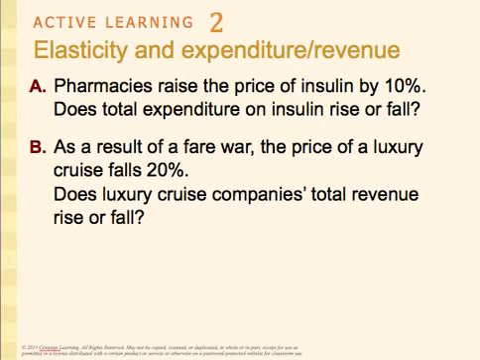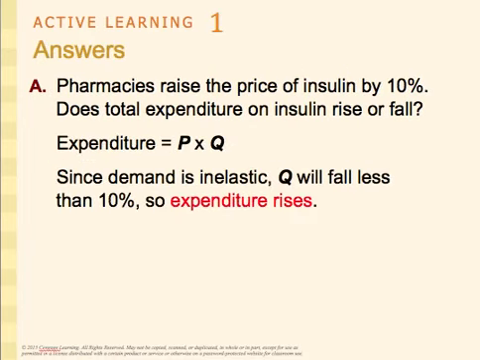So far, we've been talking about how elasticity determines the effects of a price increase on revenue. Part B asks you to determine the effects of a decrease in price. So we've been talking about price increases. Well, it works the same way in terms of price decreases as well. All right, so let's look at the first example. Pharmacies raise the price of insulin by 10%. What do we know about insulin? It's fairly inelastic demand. People need it to survive. So does the total expenditure on insulin rise or fall?